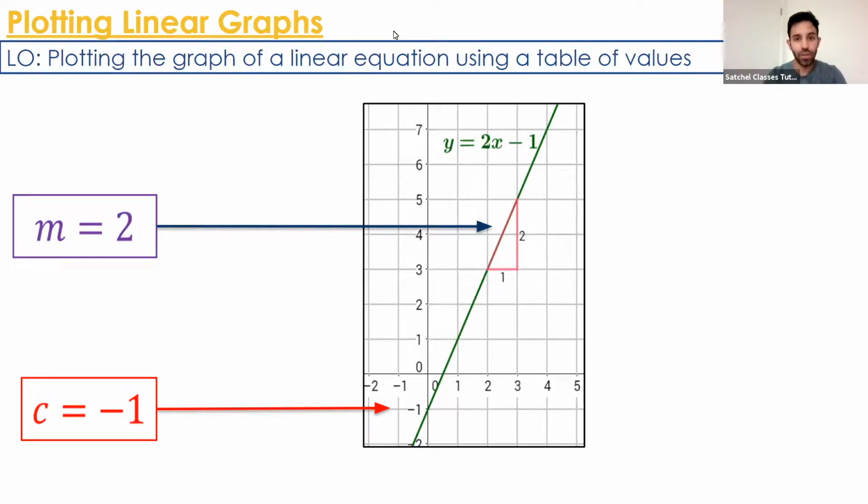Hatchgasm, and today we're going to learn how to plot linear graphs using a table of values. Now the equation of a line is in the form of y is equal to mx plus c. So if I just get my annotations out here, if we have a look here, the equation of this line is y is equal to 2x minus 1.